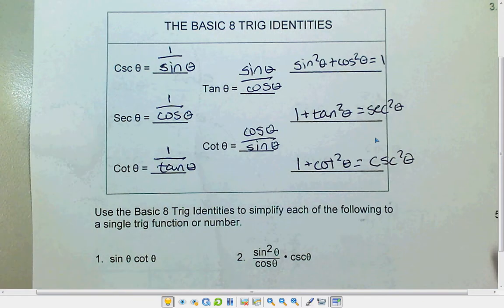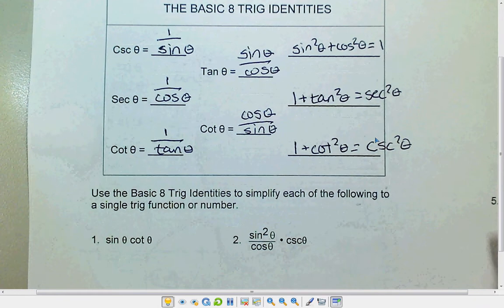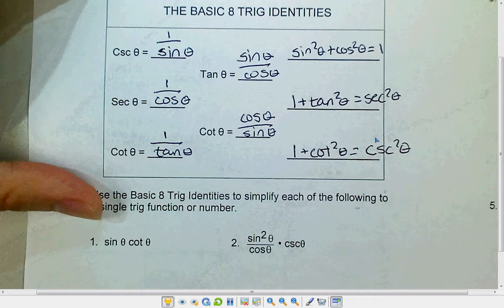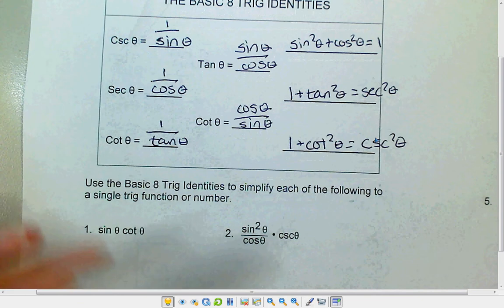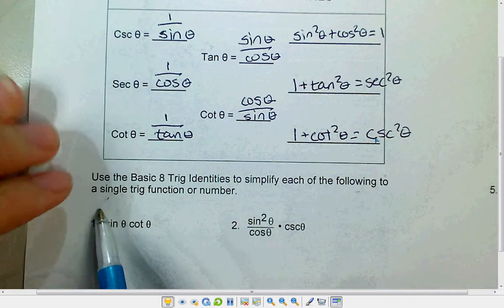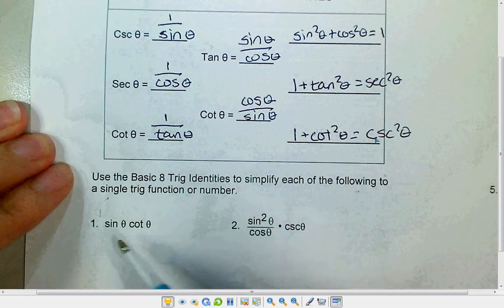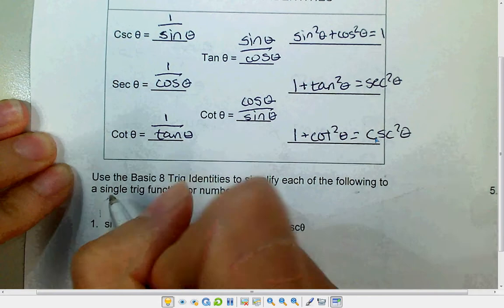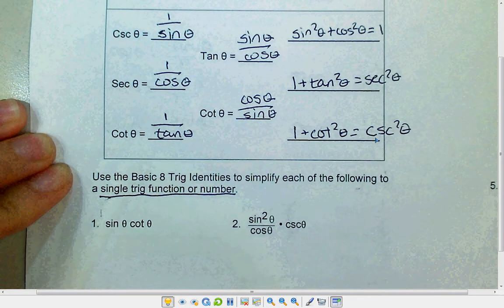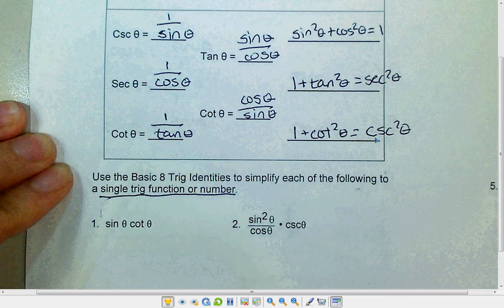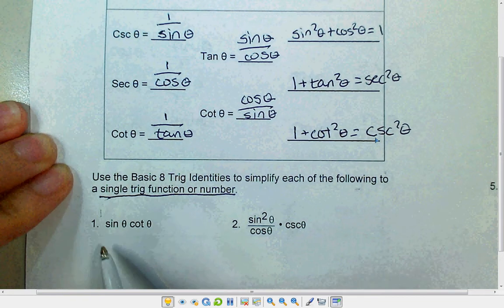So with these 8 identities, we are going to solve and simplify a whole bunch of different expressions. So we are going to be using this for the next 2 weeks. Okay, so let's see the type of problem that you're going to be solving. So what we're going to do today is just simplify each of these expressions to a single trig function or number. So that means our final answer should just be either one trig function or a number. So let's look at number 1.